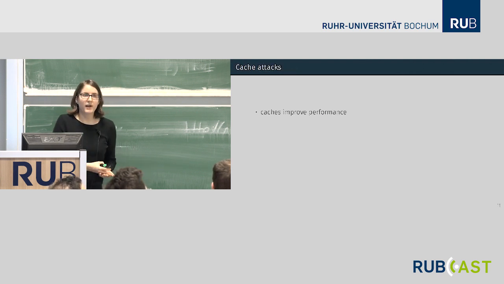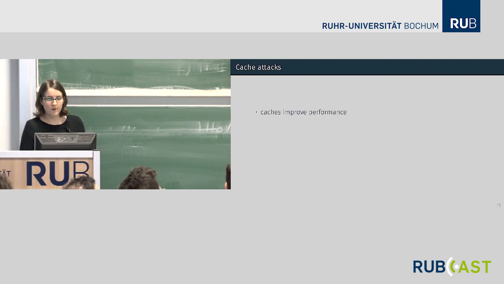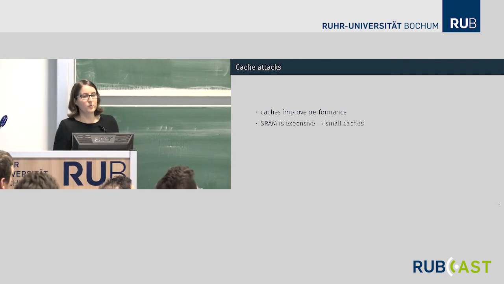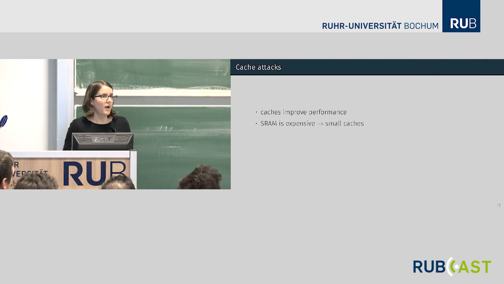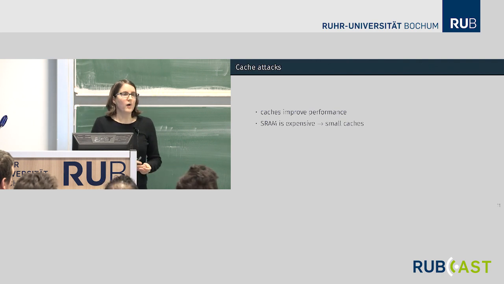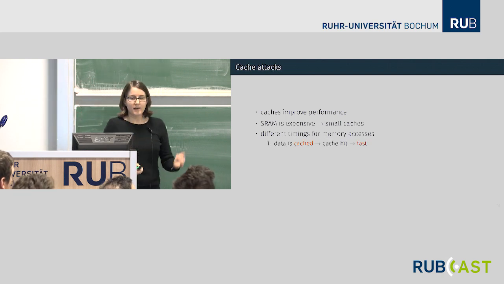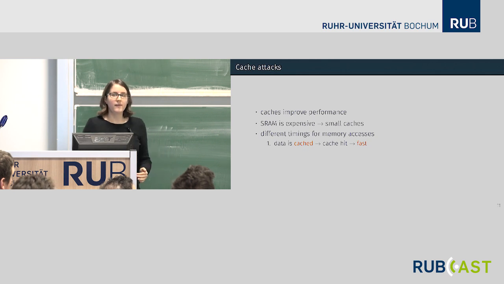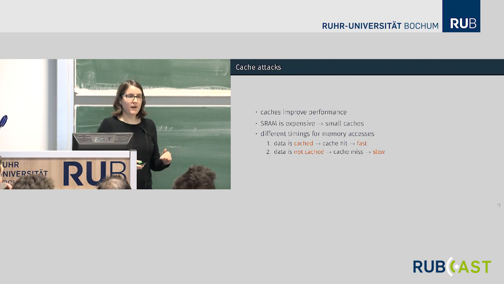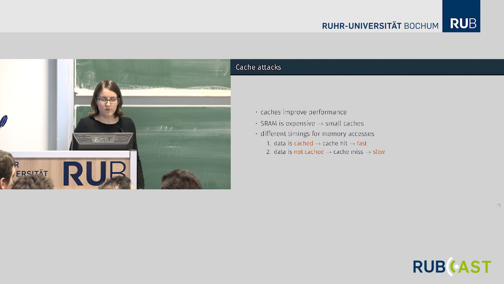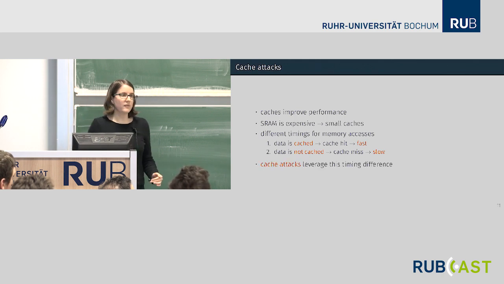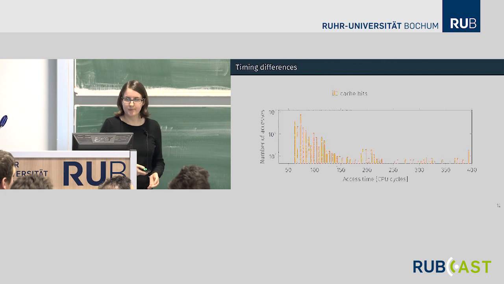So about cache attacks, we have caches that improve performance. The thing is that SRAM is quite expensive, so we have small caches. Usually you have several gigabytes of DRAM, and the CPU cache is around a few megabytes. So we have different timings for memory accesses. Either data is in the cache, we call that a cache hit, and it's quite fast to access. Or data is not cached, so we have to retrieve it from the DRAM. We call that a cache miss, and it's going to be slow. And cache attacks leverage this timing difference.